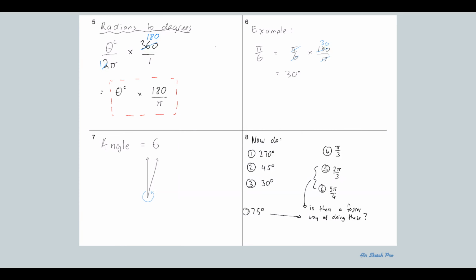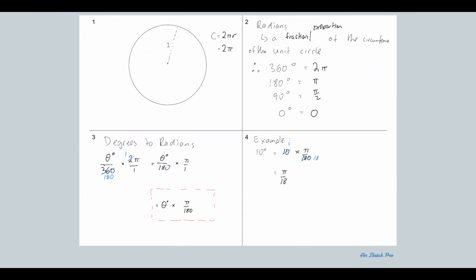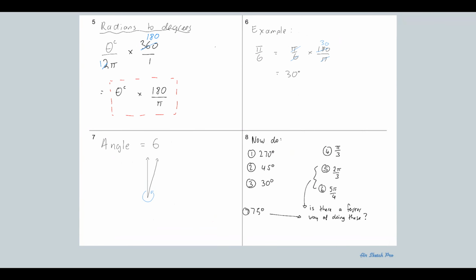Is that okay? So I'll flip between screens so you can sort of see them there. Bottom left, theta times pi on 180 to go from degrees to radians. And then theta times 180 on pi to go from radians to degrees. So it's just the flipping of that, then you're multiplying theta by. And there's an example up there, which I've done already, but I'll just erase so you can sort of see it from scratch.